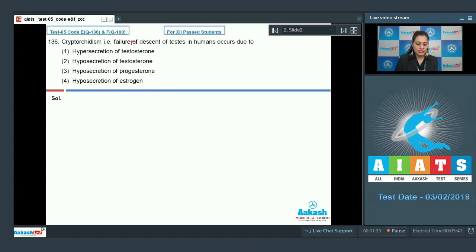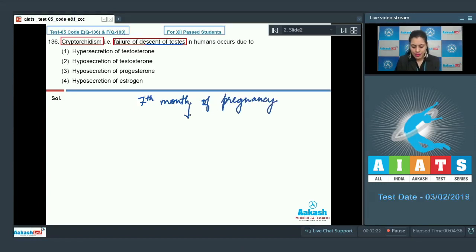As it is given in your question, failure of descent of testes in humans is known as cryptorchidism, which causes male sterility due to failure in maturation of sperms. Descent of testes starts during the 7th month of pregnancy under the effect of a hormone known as testosterone. So it is because of the hyposecretion of testosterone, which is given in option number 2, that failure of descent of testes in humans occurs. So the correct answer is option number 2.